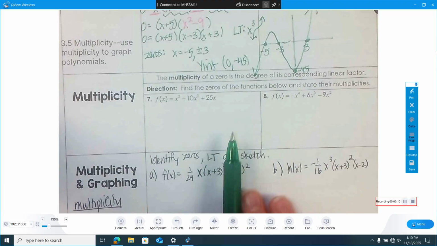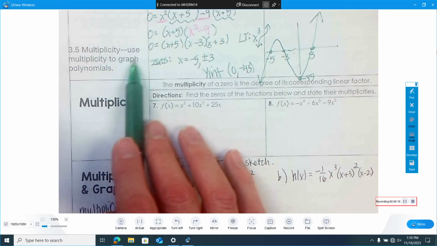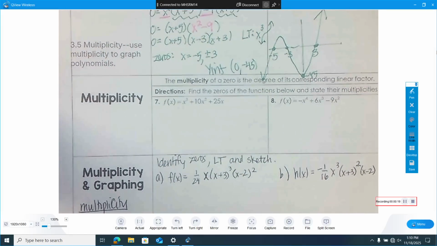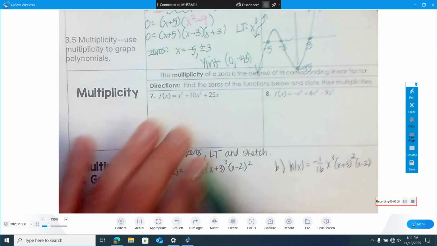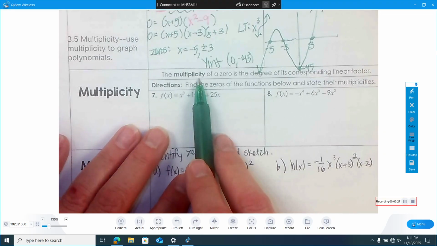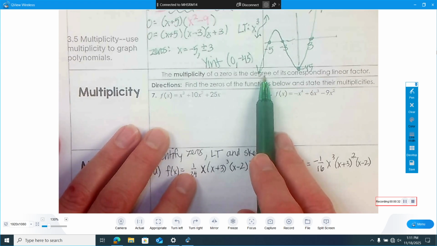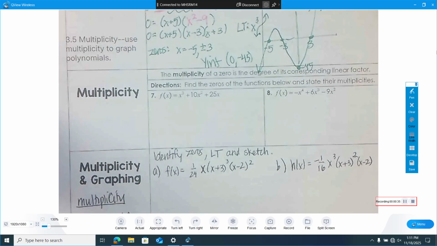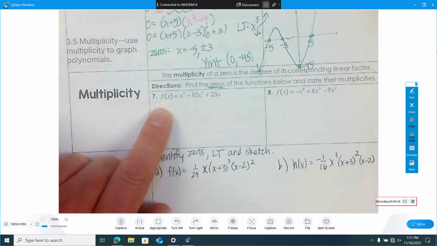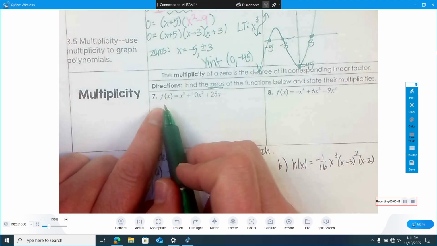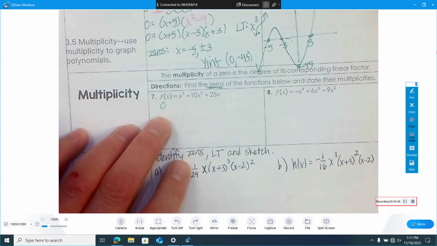Okay. So today we're talking about multiplicity and what multiplicity is, and we're going to use multiplicity to help us graph polynomials because everything is about the graphing. The multiplicity of a zero is the degree that it happens, the number of times that it gets repeated. And so we're going to see what happens here. We want to find the zeros of the function below and their multiplicities, and I'll tell you more about that multiplicity in a second. Zeros are where our function is equal to 0.